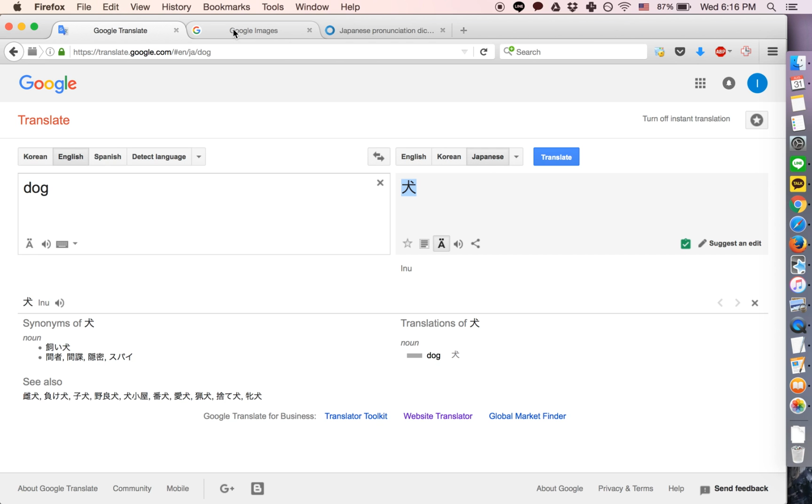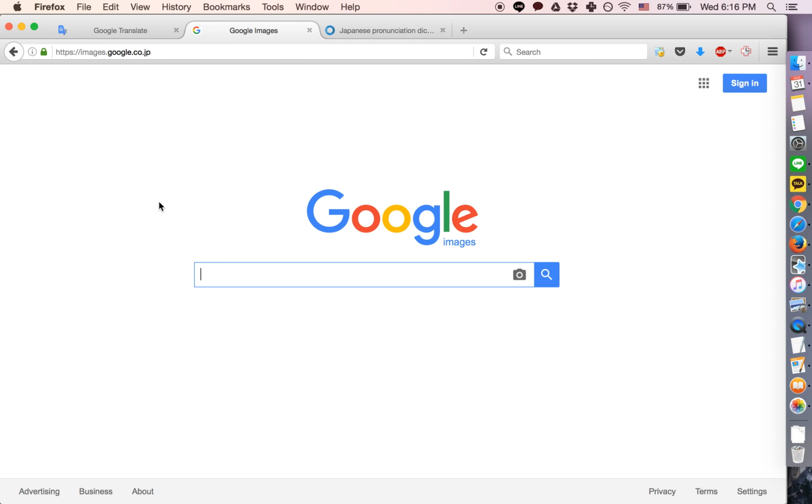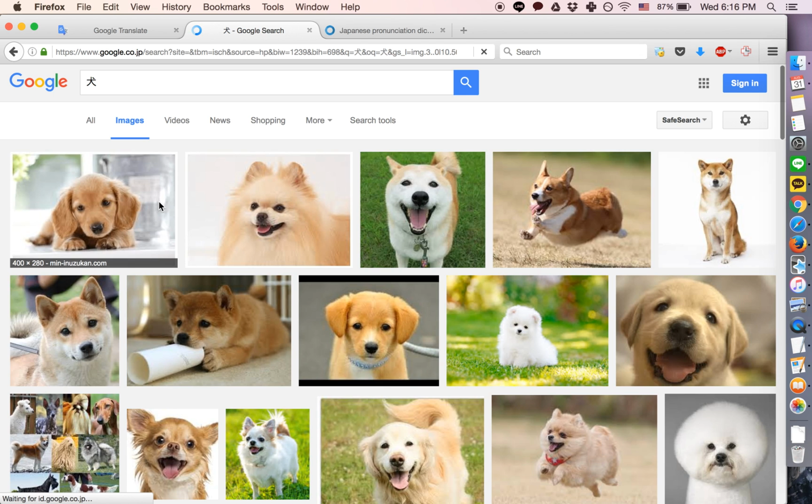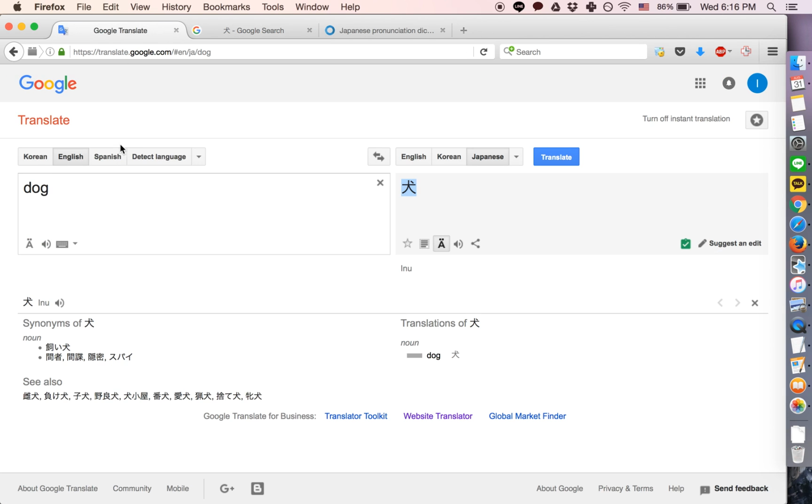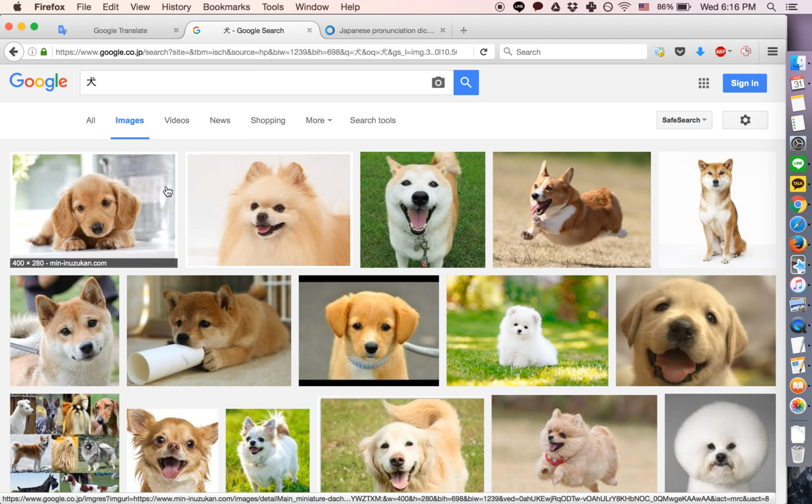But it doesn't matter, because what we'll be doing is testing the meaning by searching it in Google Images. So if you search for the word dog in English, and you get something you're unfamiliar with, when you search it in Google Images, you should be expecting to see pictures of dogs, of course. And since that is in fact what we see, we have confirmation that we were correct, and this is the Japanese word for dog.